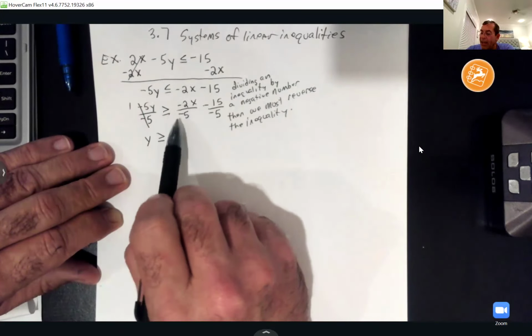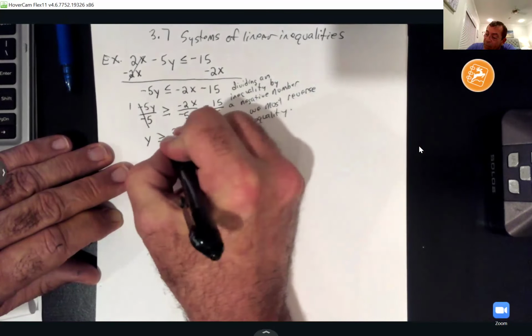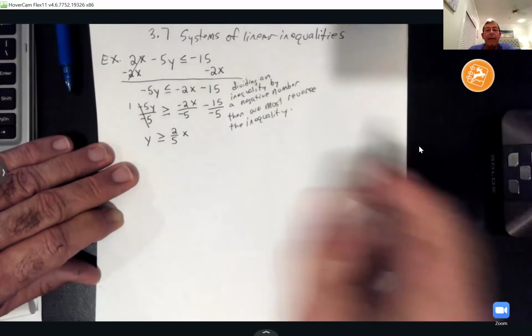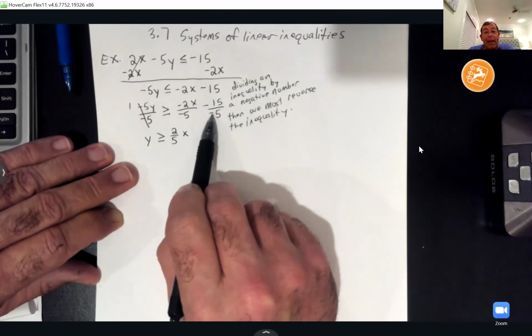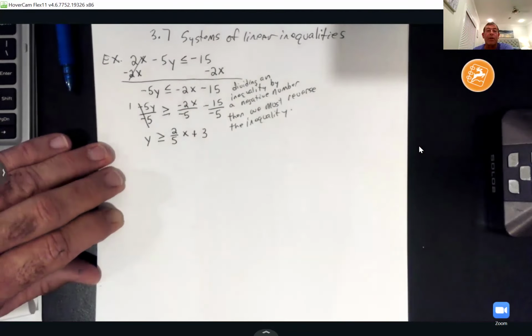Well, here's a negative divided by a negative. That's going to make that a +2/5 x. Here's a negative divided by a negative. That's going to make that a +3.